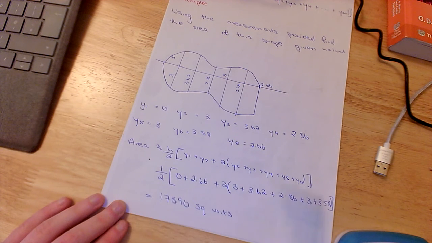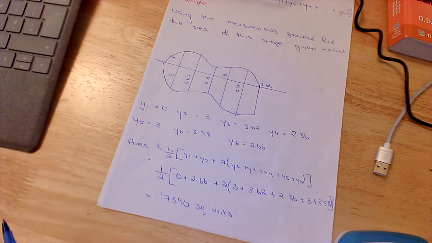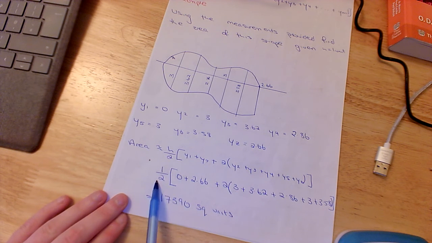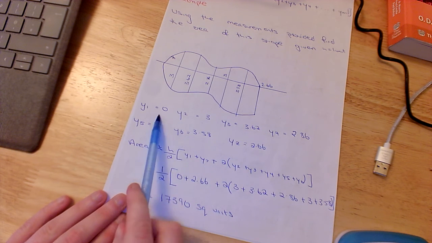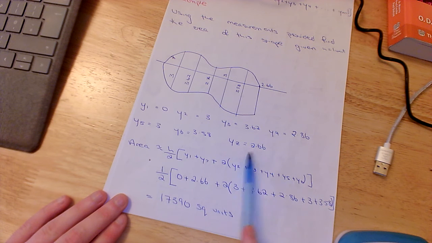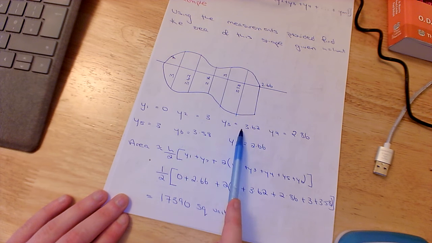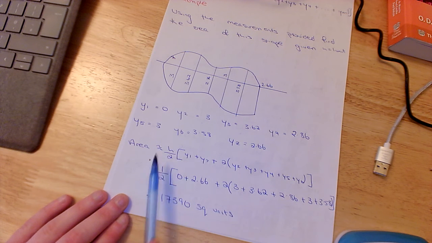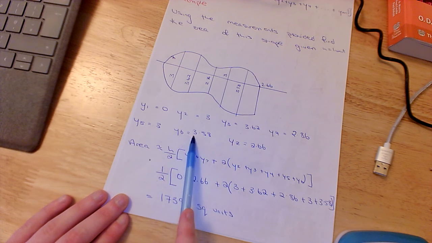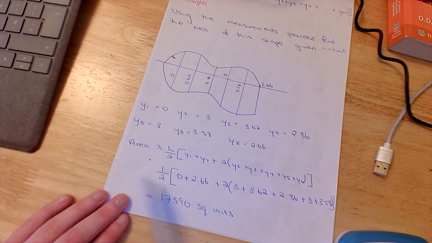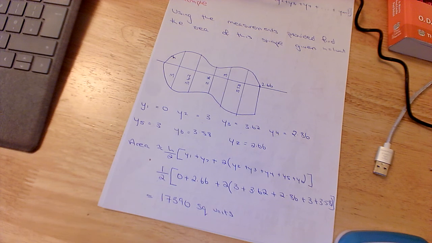My area, this is my formula that I get from my log tables. I was told that my interval, my h, is equal to 1, so I go 1 over 2 bracket, my first term was 0 plus my last term is 2.66 plus 2 times everything in between, so 2 times 3 plus 3.62 plus 2.86 plus 3 plus 3.58. And when I work all of that out I get 17.390 square units.